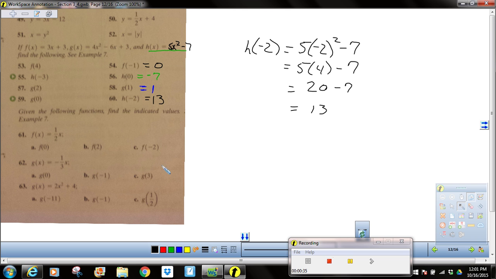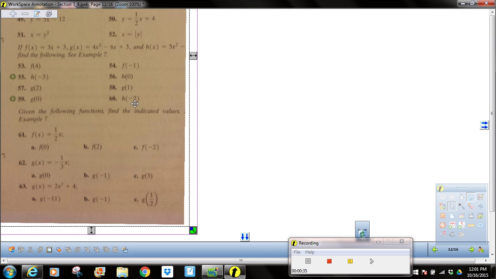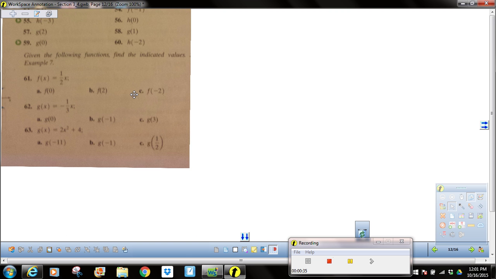These problems down here are the same type. All they want you to do is try 3 different inputs instead of just 1. Okay? So that was number 60 I just worked. I'm going to move this up a little bit.